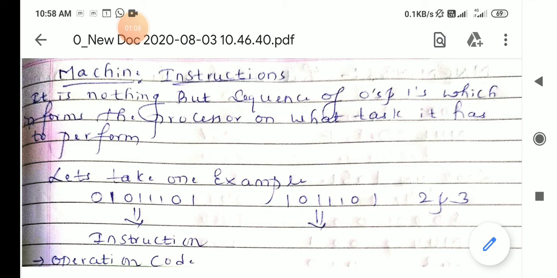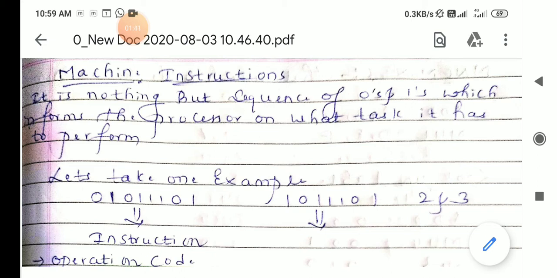Or you can say a machine instruction is a command or a program written in the machine code of a machine or a computer. You can define it in another way also: a command or program written in the machine code of a machine or a computer that it can recognize and execute. A machine instruction consists of several bytes in memory that tell the processor to perform one machine operation.